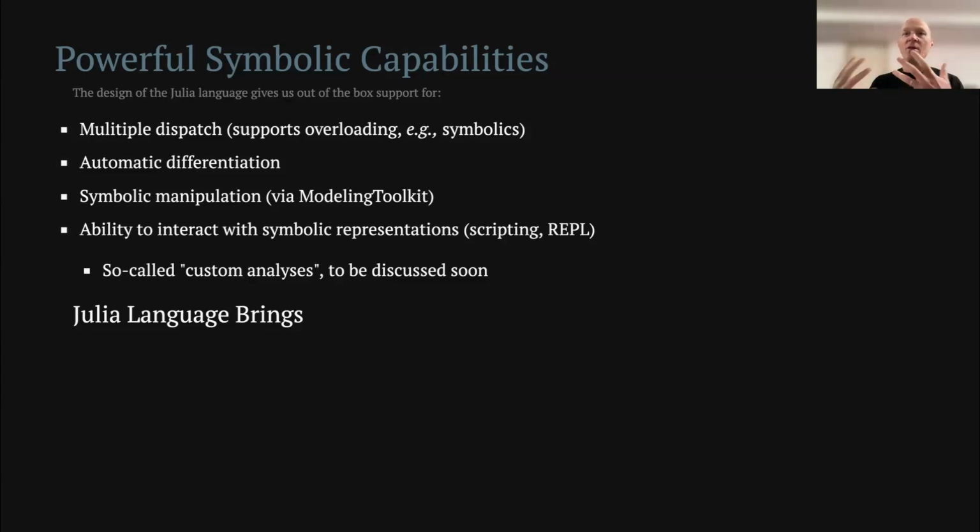So you can drop down into the Julia REPL itself, load your model in as a symbolic representation, and then work on it. And what that allows us to do is to actually create what we call custom analyses, which I'll have a whole little aside on here in a second.